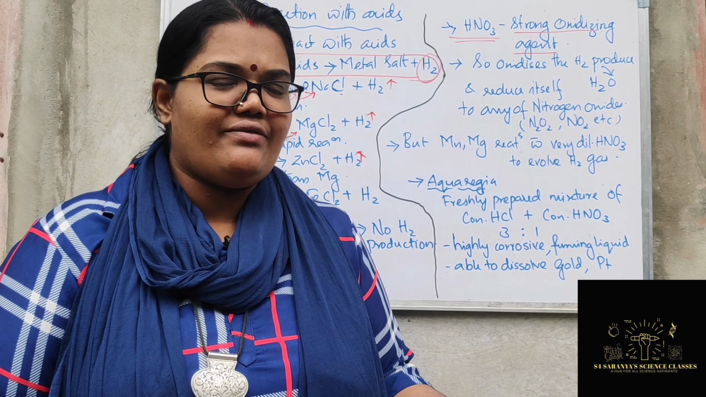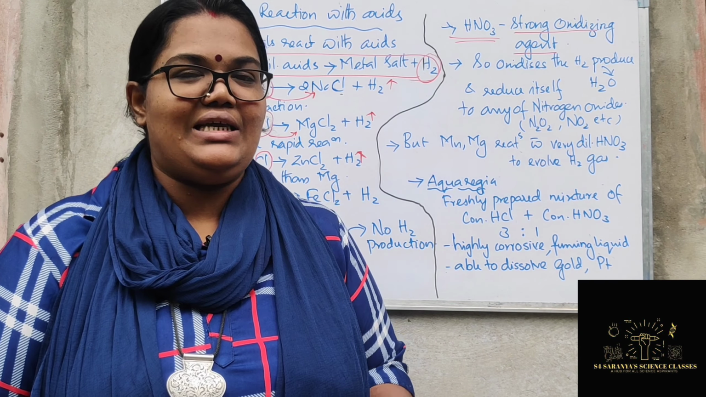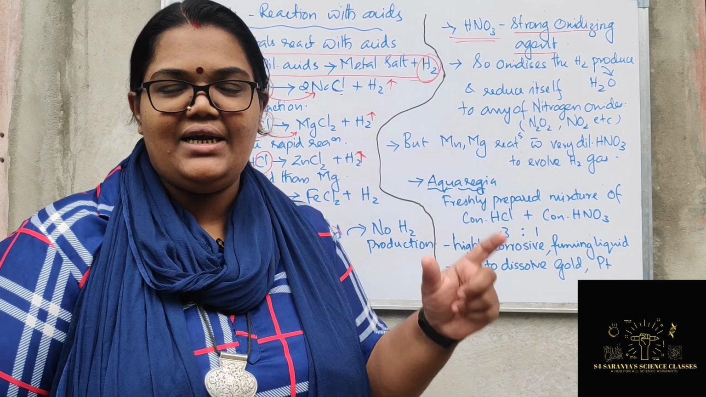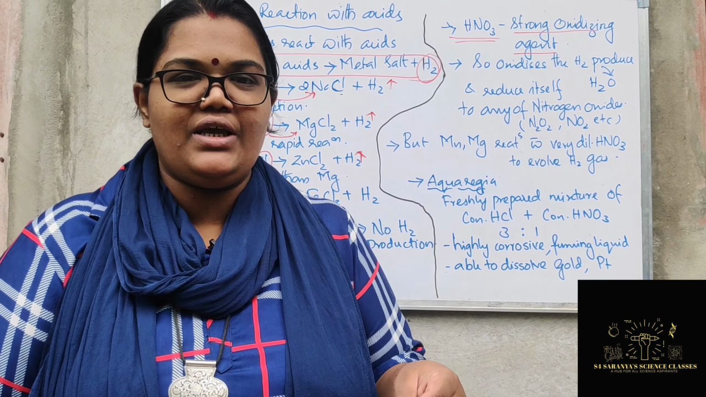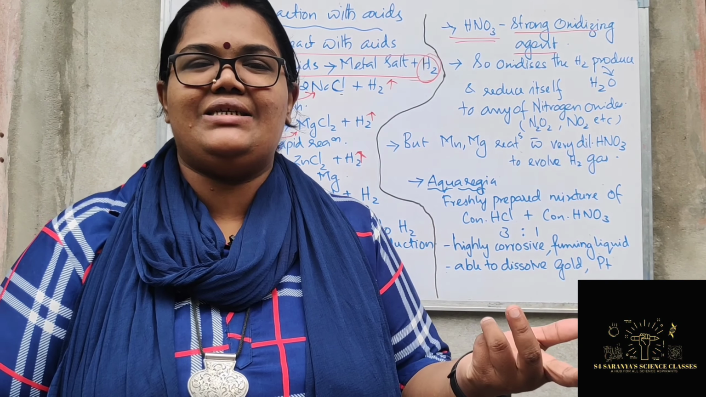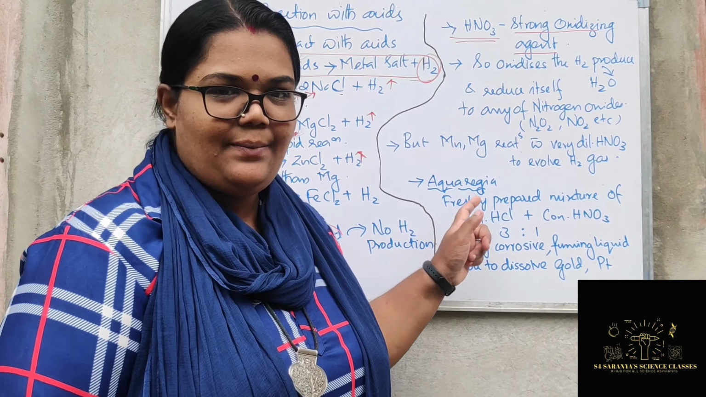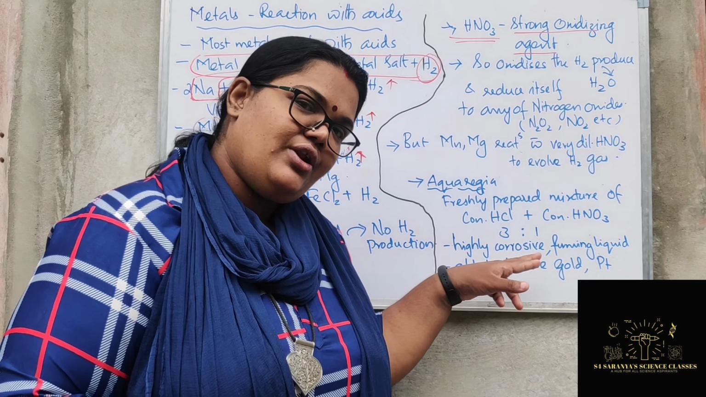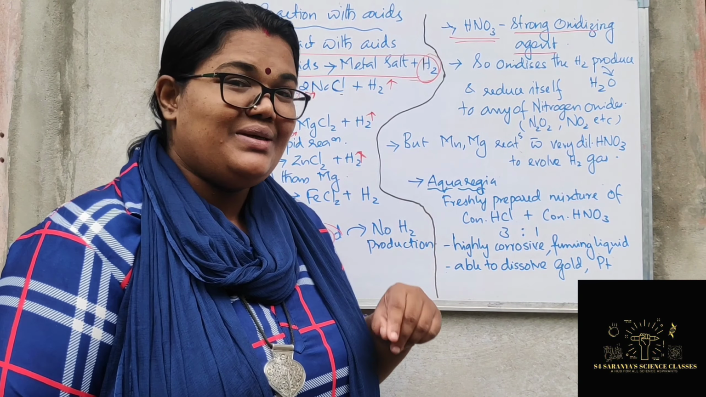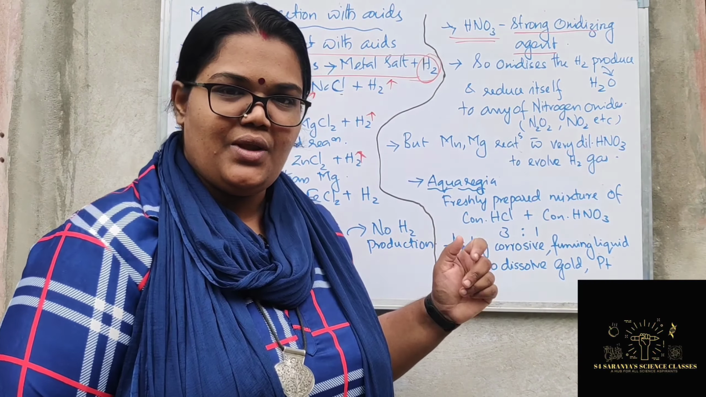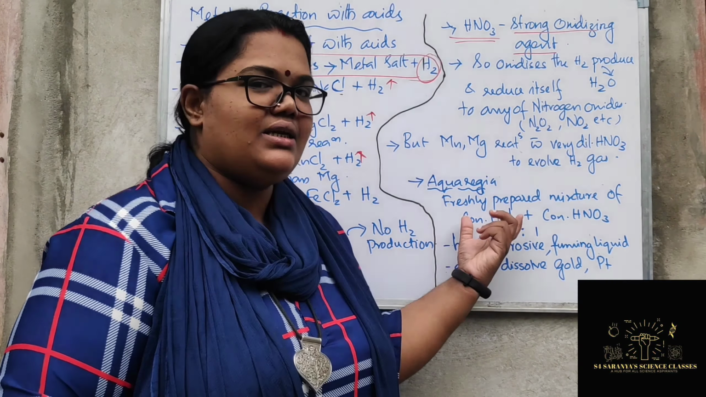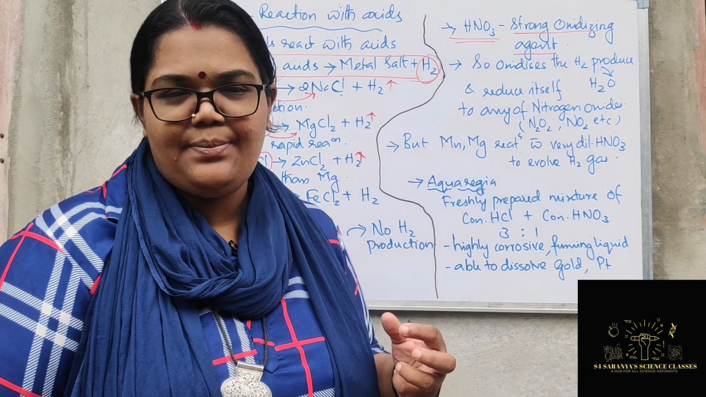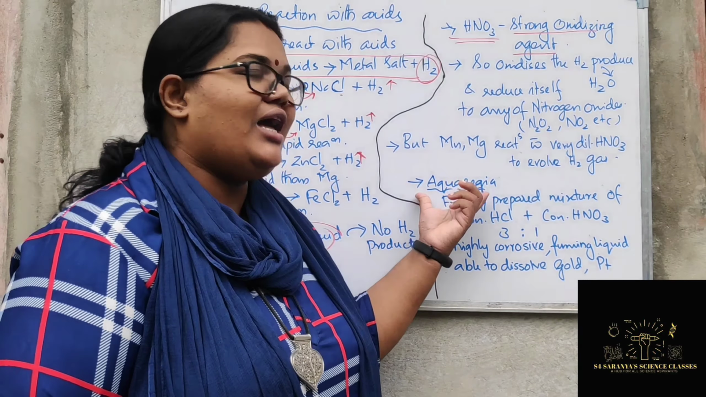Is there any solution available to dissolve gold? Yes, there is a magic solution. The name is aqua regia. You have to remember that the solution which is capable of dissolving gold and platinum is aqua regia. It is a freshly prepared mixture of concentrated hydrochloric acid and concentrated nitric acid, in the ratio of 3:1. If you take 3 parts of concentrated hydrochloric acid and 1 part of concentrated nitric acid, it must be freshly prepared. Then that mixture is called aqua regia.